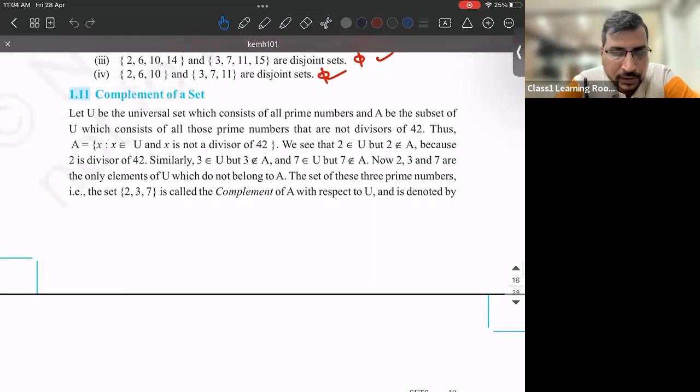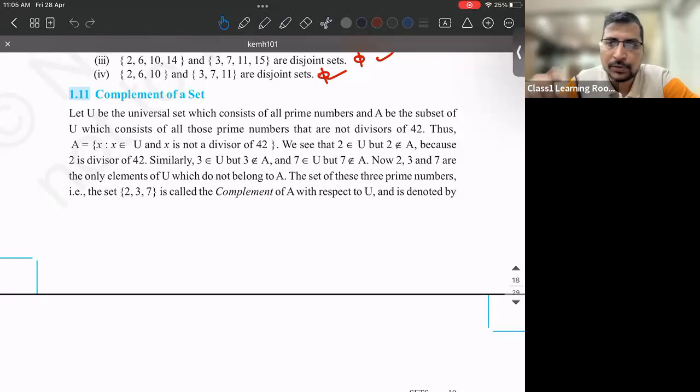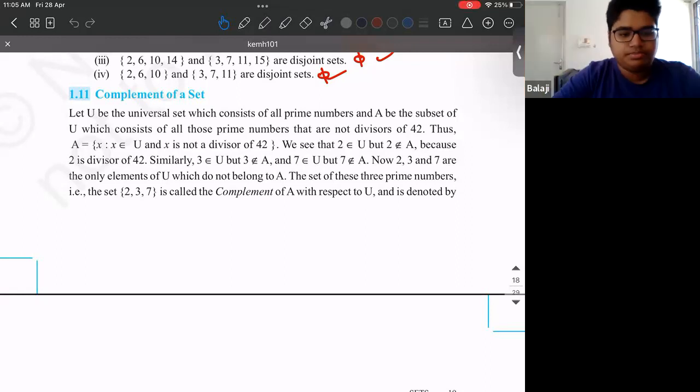See, as per your syllabus, complement of a set is the last part, but as I told you, for probability, you need the basics of the next exercise as well. So to ensure that the basics are strong, I'll teach you the concepts and do a few problems based on it. The complement of a set is a very simple concept. We'll finish it faster, maybe in the first half an hour. And in the next half an hour, we'll do the next exercise, a few problems. Am I clear with that?